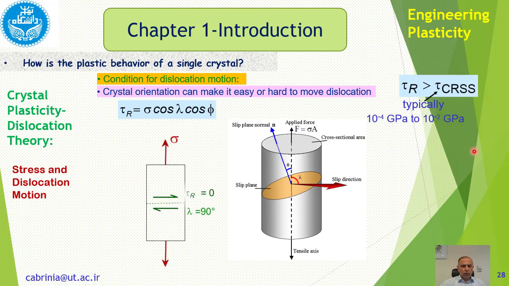Now, we're going to show you here some special conditions. For instance, if lambda is 90, this slip direction is perpendicular to the applied force. If the slip direction is perpendicular to the applied force, then tau r is 0. Resolved shear stress becomes 0. No resolved shear stress.